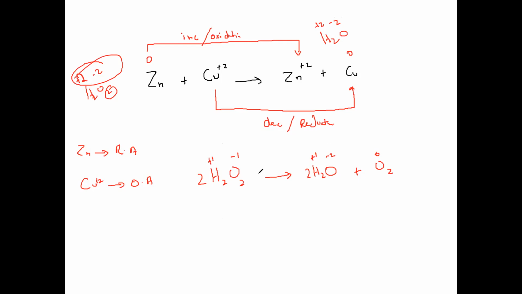For hydrogen, before, for each hydrogen, the oxidation number was +1. And after the reaction also it is +1. So there is no change in oxidation number. But what about oxygen? Before it is -1, it becomes -2. In one of the compounds, oxygen changes from -1 to -2. So that is a decrease in oxidation number. If oxidation number decreases, we call that reduction.